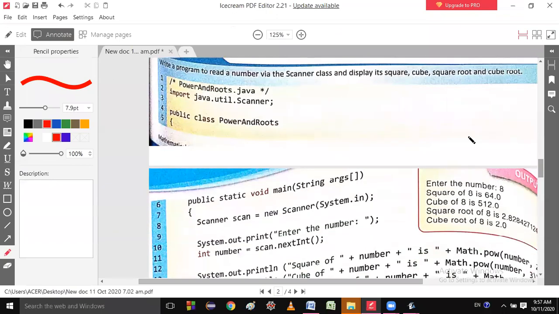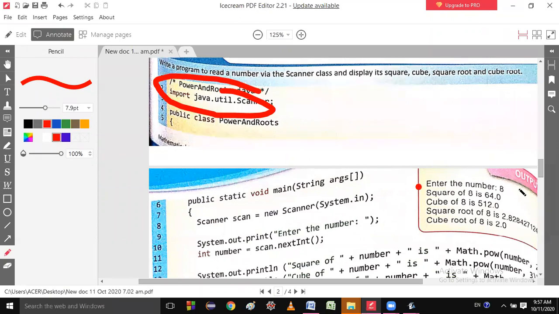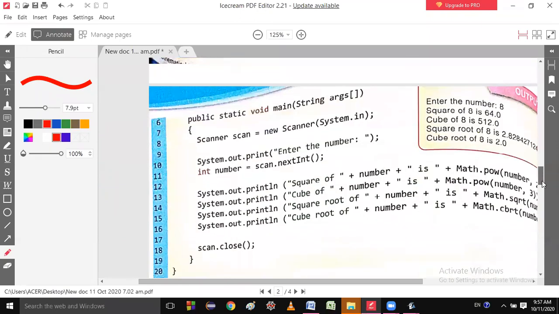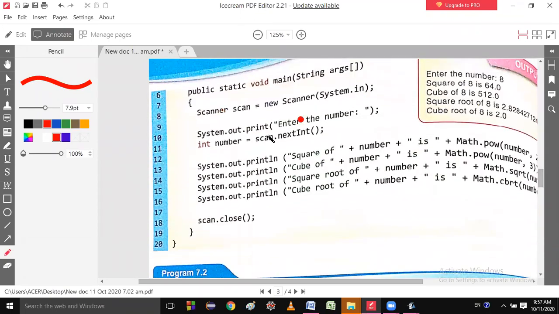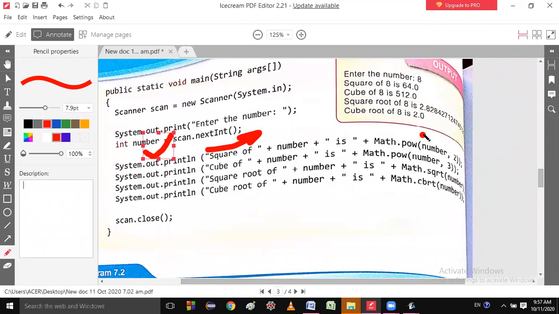Okay, next. Write a program to read a number via the scanner class and display its square, cube, square root and cube root. It's very simple. First, you need to import the scanner class. Then you will need to write a class. Then, for getting the number, the user enters an integer number, and you get it in the number. And you have to find the power. So for the power you will write 2.